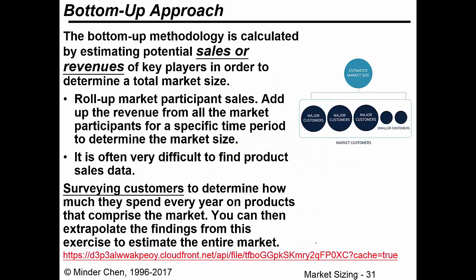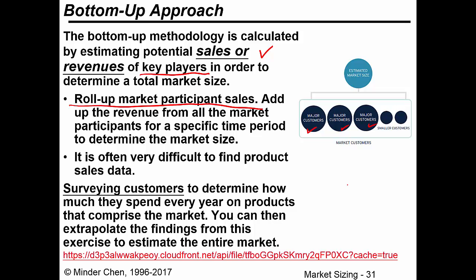Let's look at the bottom-up approach. The bottom-up approach is calculated by estimating the sales or revenue of key players or key markets, in order for you to determine the total market size. A key player could be by product, by customer type, by region, depending on how you do this. So you roll up the market participants' sales, by customer, by channel, by product type, etc. You add up the revenue of all the market participants for a specific time period, which usually is annually, to determine the market size.